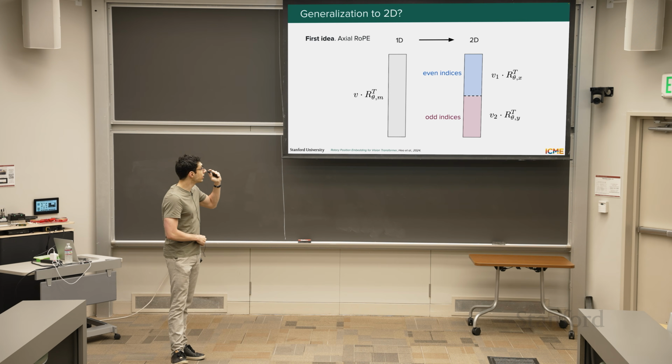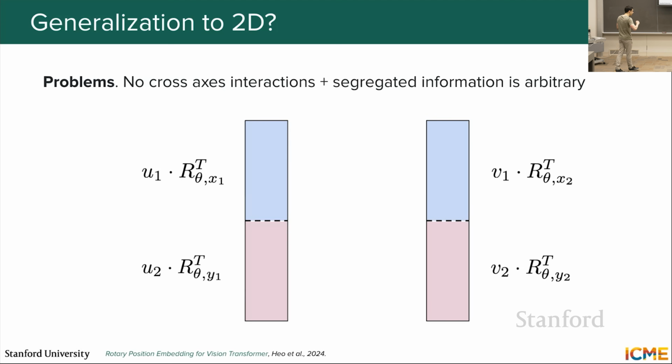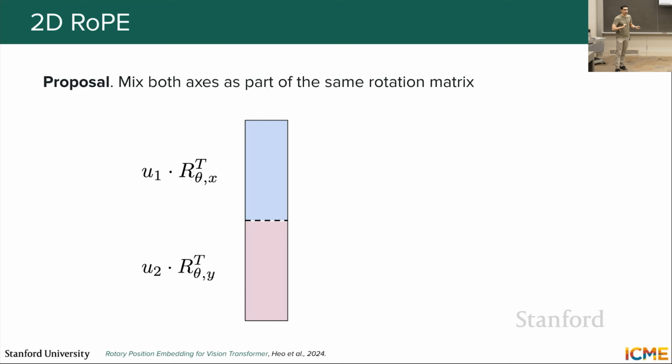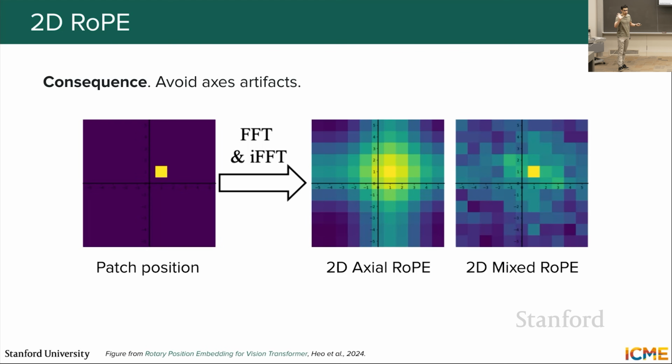It's called axial RoPE. There is another way that you could get around it. With axial RoPE, if you do the dot product between two rotated vectors, you realize that you're comparing x with x and y with y, so you're missing that interaction component. One way you can get around it is to mix rotations with respect to x and y in the same vector. So this is the so-called mixed RoPE.